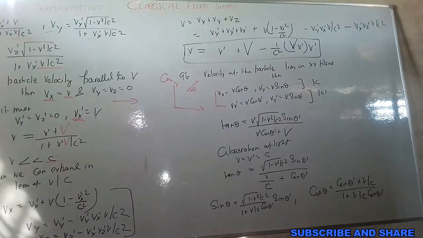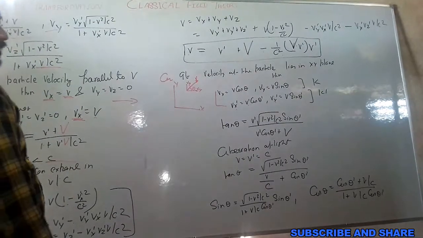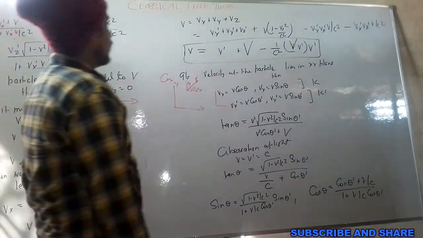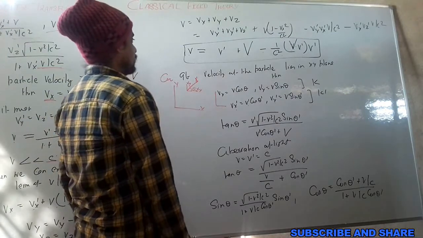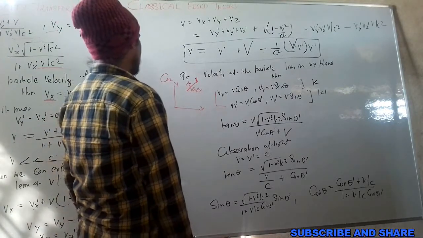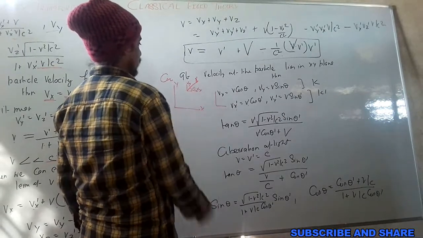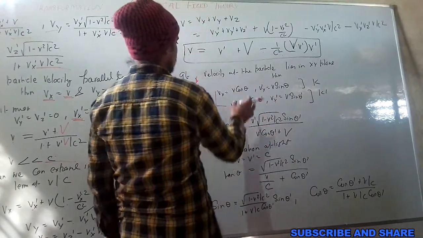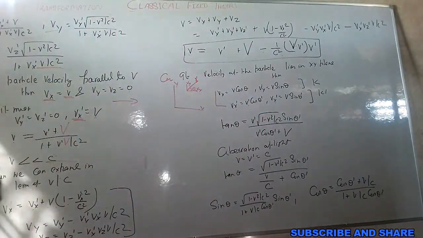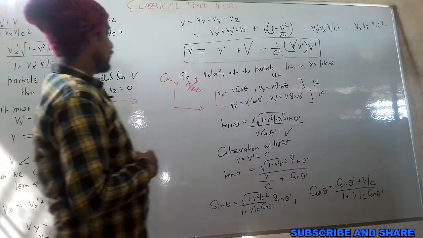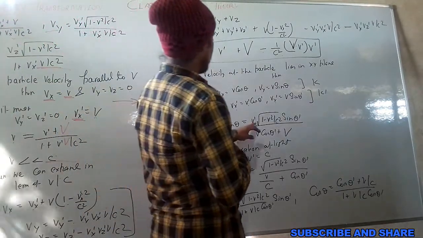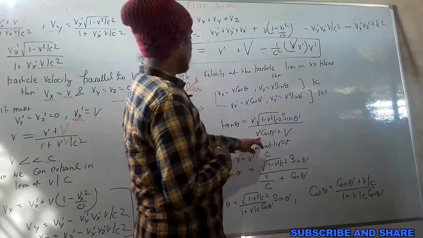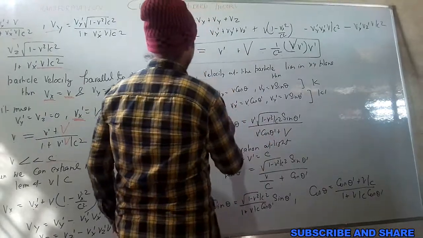in this, now we have derived the velocity of the particle which lies in the xy plane and makes angle theta from the x coordinate: Vx, Vy and Vx dash, Vy dash. Now we substitute this value in the velocity transformation law, and we will get tan theta. Tan theta is equal to V dash root of 1 minus V square by c square, sin theta dash, divided by V dash cos theta dash plus V.